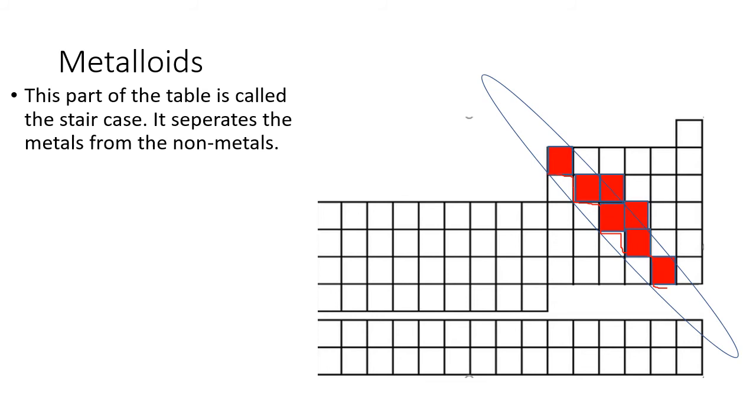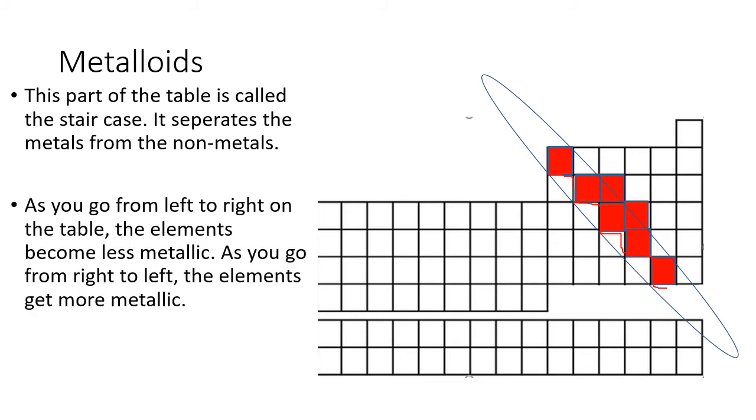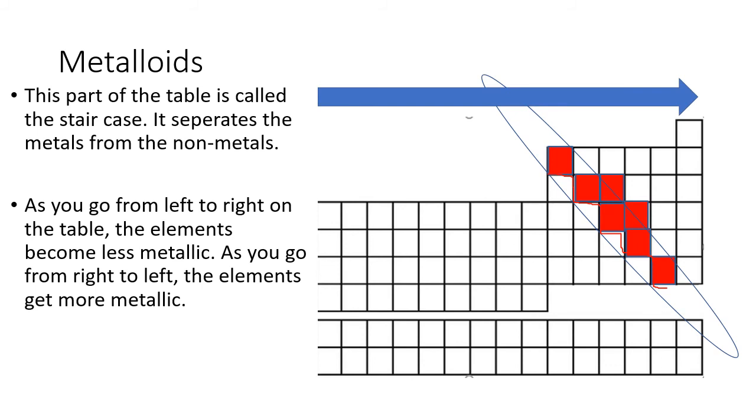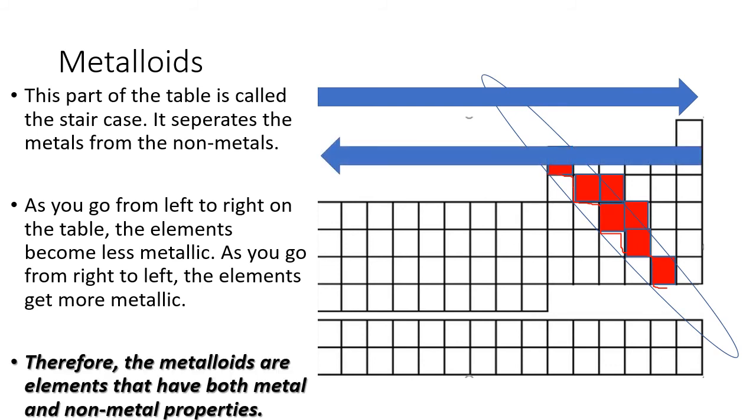So they're pretty interesting. Okay, so again, as you go from left to right on the table, the elements become less metallic. As you go right to left, the elements get more metallic. Okay, so those are two periodic trends. Okay, so metalloids are elements that have both metal and non-metal properties, and they're highlighted here in red.